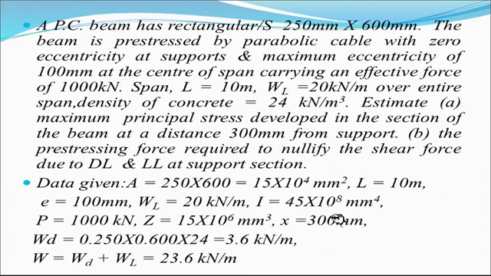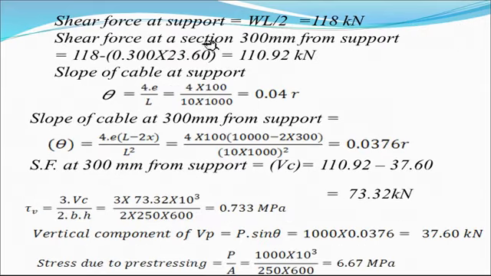At x equal to 300 mm, find out the shear force. So dead load is equal to cross section multiplied by density, and total load is equal to WD plus WL. So we get 23.6 kN per meter. Now shear force at support is equal to WL by 2. So W is equal to 23 point something. So we get WL by 2, it is 118 kN.